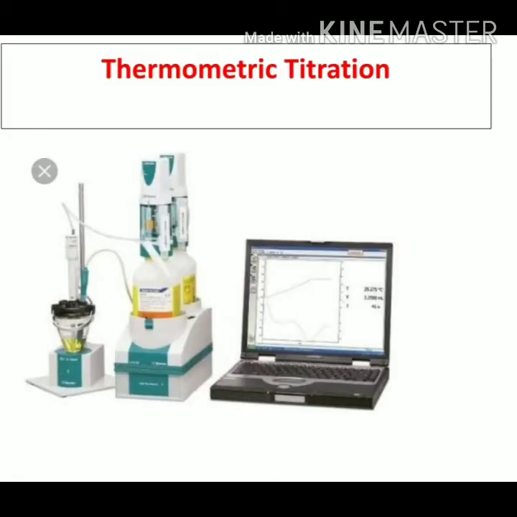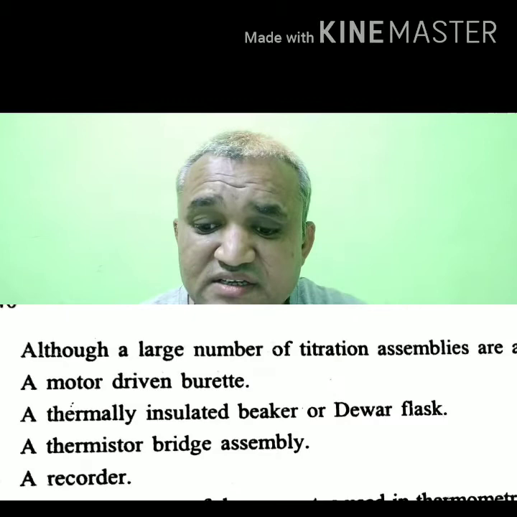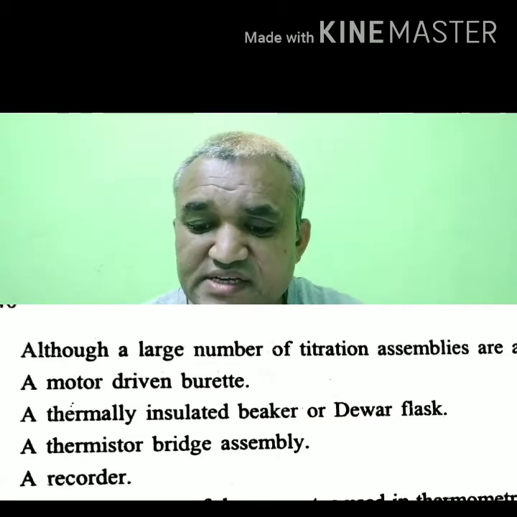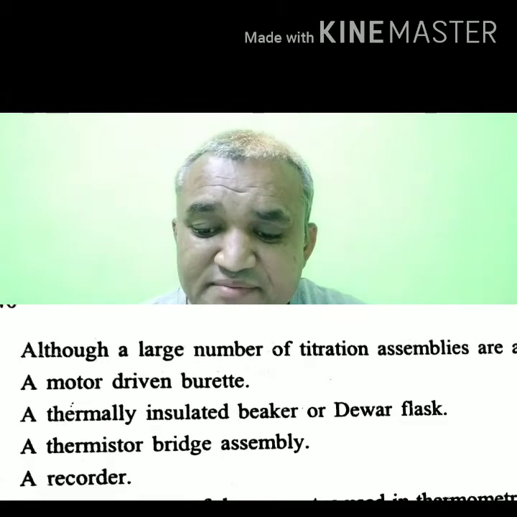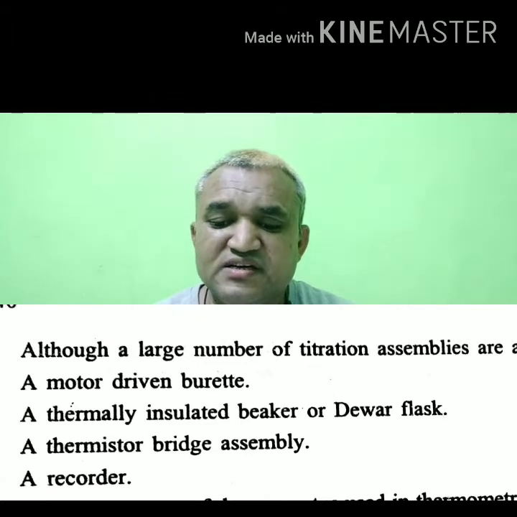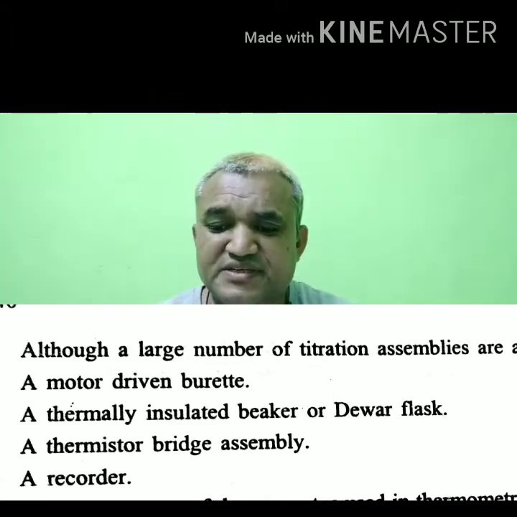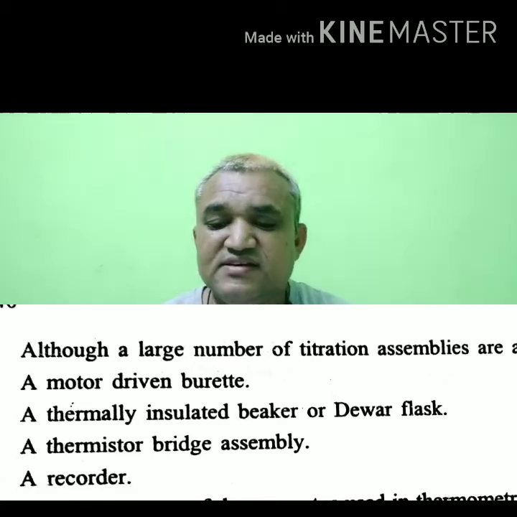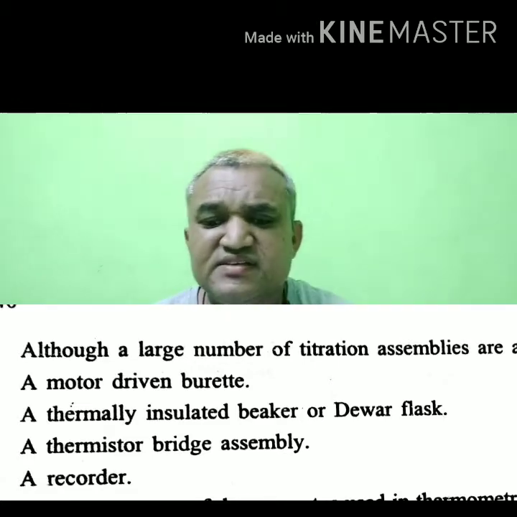Next we will see the instrumentation. Any titration mainly uses a burette and a flask. In thermometric titration, the instruments are a motor driven syringe burette; second, a thermally insulated beaker or Dewar flask; next, a mechanical stirrer, so we stir the reaction; next, a thermometer to measure the temperature, with a thermistor in an electrical circuit attached to it; and next, the recorder.